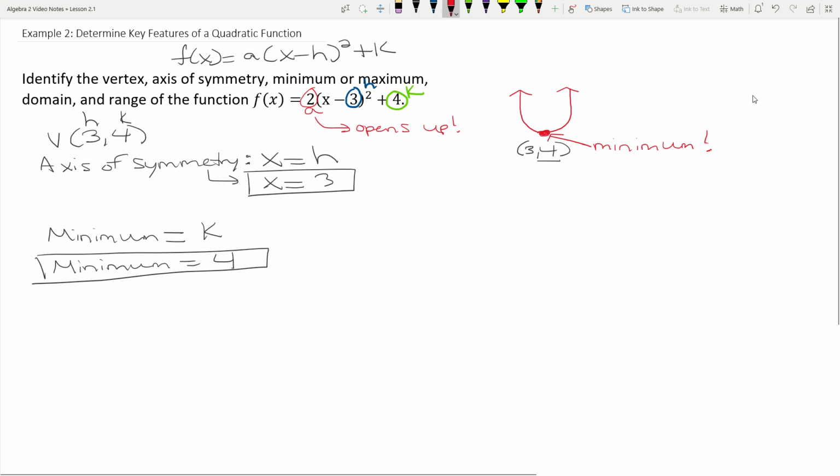If the graph opens down, we have a maximum. If the graph opens up, we have a minimum.